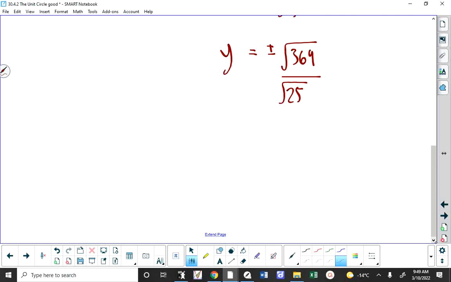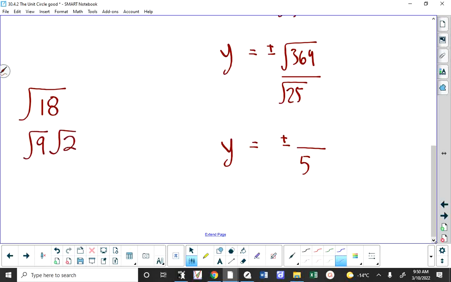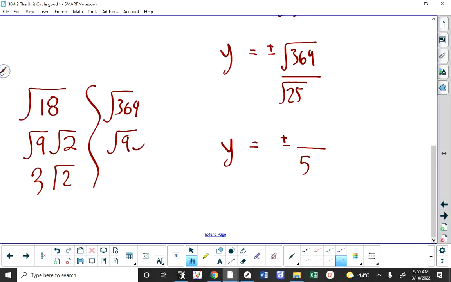Root 25 is a value of 5. 25 is a perfect square. And now we can't hide from previous math skills. We learned certain things in 10 and 11 because we have to continue using them here. We have to try to simplify root 369. Just like if I had root 18, I can write it as root 9 root 2, which is 3 root 2. I'm looking at this number 369 and asking, is there a perfect square that's divisible? Well, I'm pretty sure 9 is. I think it goes in 41 times. So that means that root 369 is root 9 root 41, which means it's 3 root 41 because the square root of 9 is 3. So here are your two y coordinates.